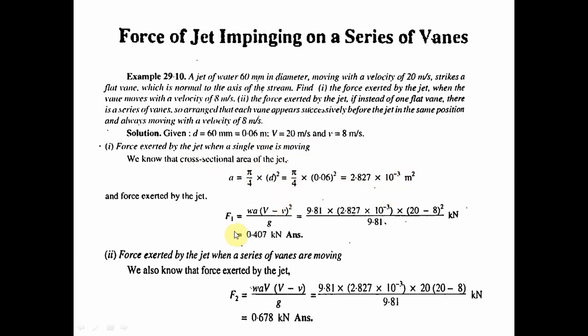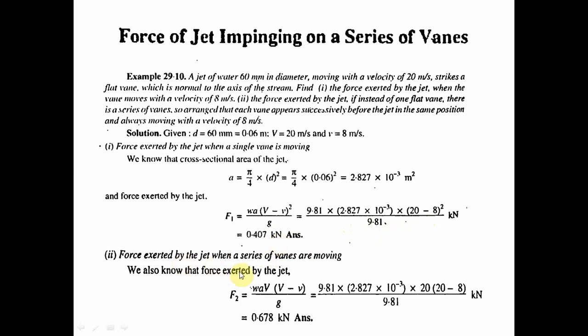And force exerted by the jet F1 is equal to W into A into (V minus v) the whole square divided by g, that is equal to 9.81 into 2.827 into 10 raised to minus 3 divided by 9.81 into (20 minus 8) the whole square, that is equal to 0.407 kilonewton.